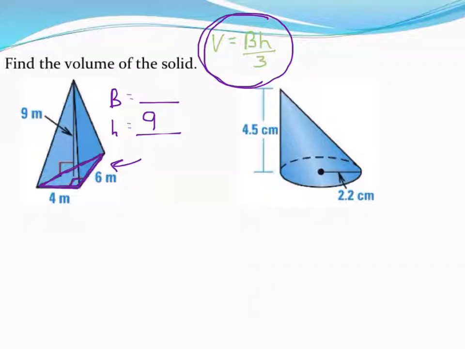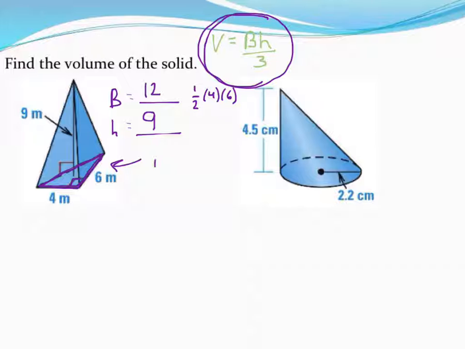To find the area of a triangle, it's 1/2 times the base times the height. Now, notice, as we've discussed before, we're using base and height to represent different things. So 6 is the height of the triangle, 9 is the height of the pyramid. So just be careful not to mix those up. So 1/2 times 4 times 6 gets me a base area of 12. And now that I know those two pieces of information, I can find the volume of this pyramid.